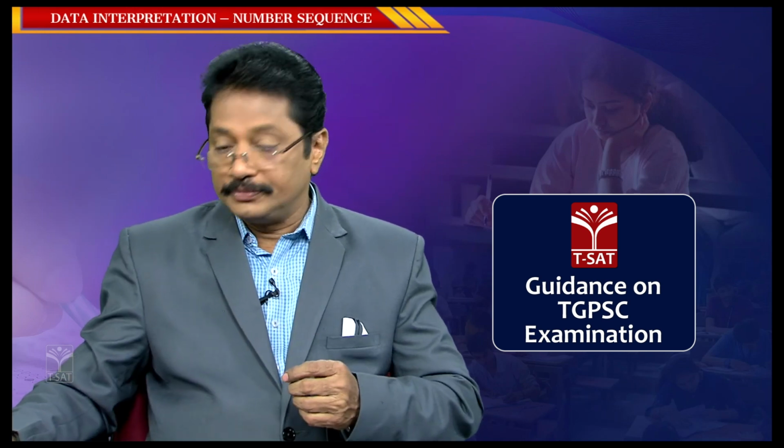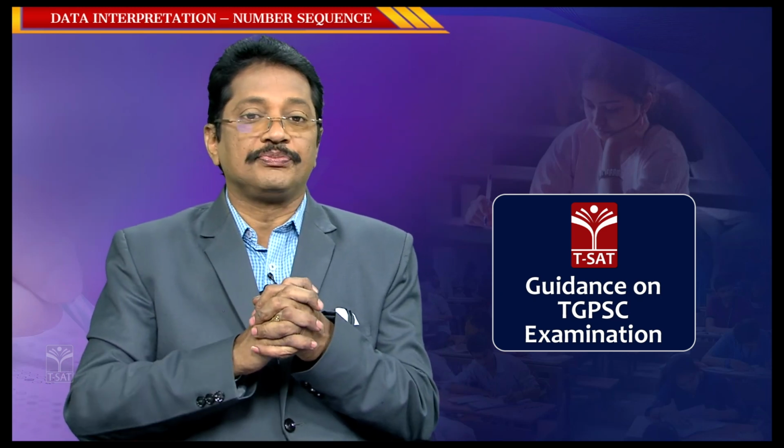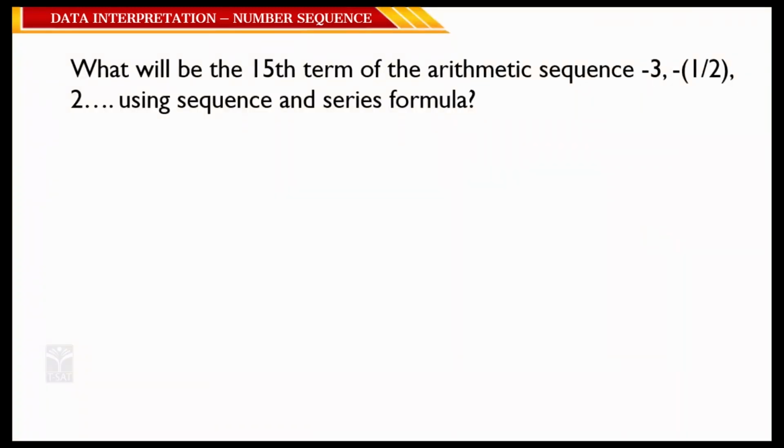Now, see here, one question is there: what will be the 15th term of the arithmetic sequence -3, -1/2, 2, using the sequence and series formula? Before discussing, you have to understand what an arithmetic sequence is. If a sequence of numbers is generated by adding some number each time, that sequence is called an arithmetic sequence. Is it clear? Okay.